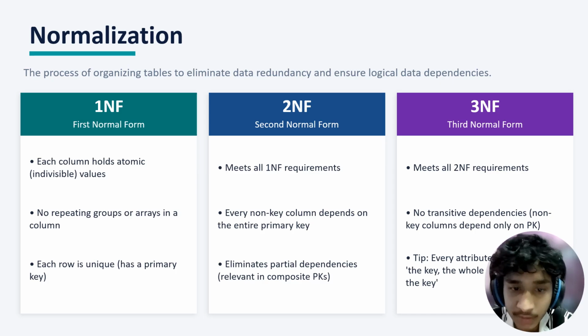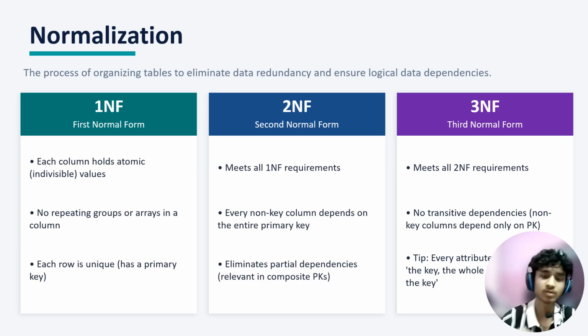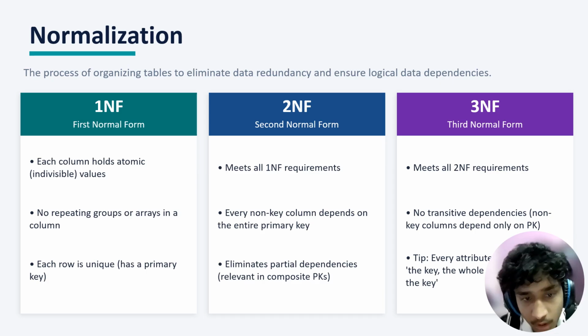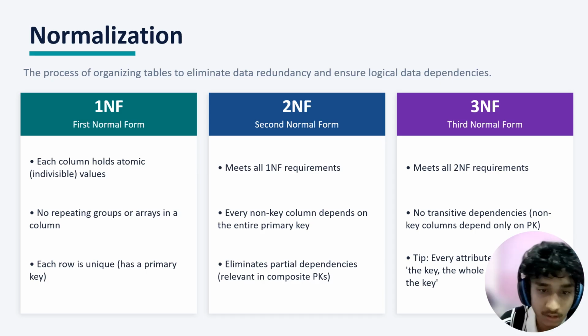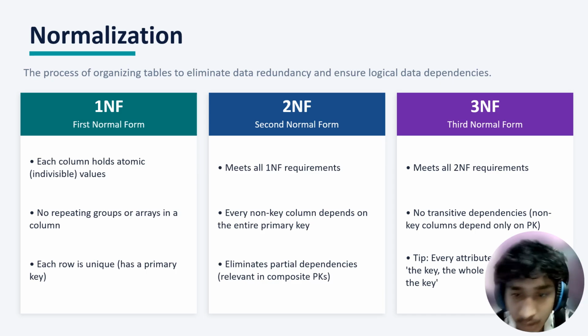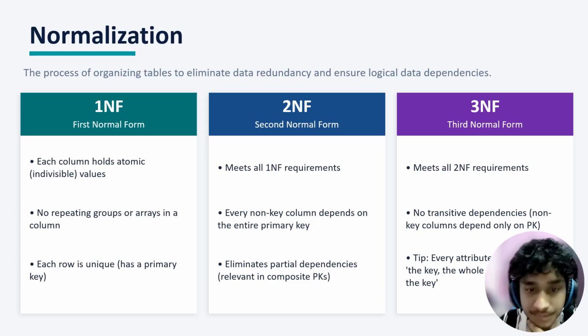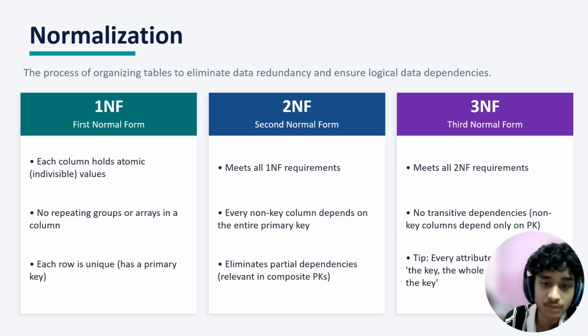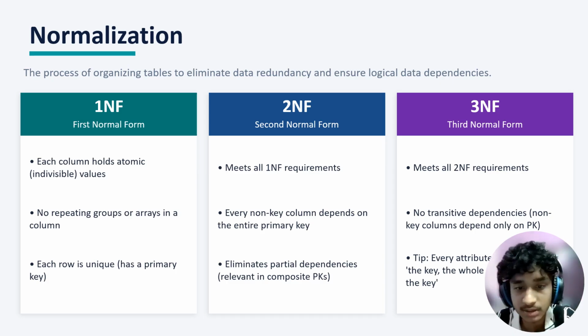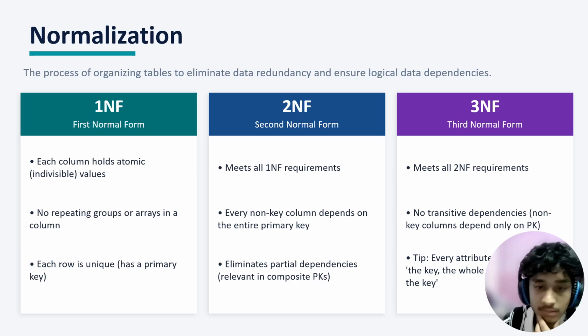and second one is 2NF or second normal form. For second normal form we have to meet all the requirements from 1NF, and then the other requirement is that every non-key column depends on the entire primary key. So each time we level up from 1NF to 2NF, the data redundancy is decreased and it becomes more efficient. And 3NF must have all the requirements from 2NF and no transitive dependency from key columns.